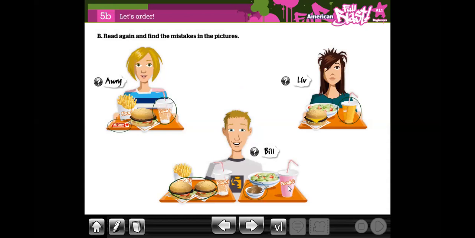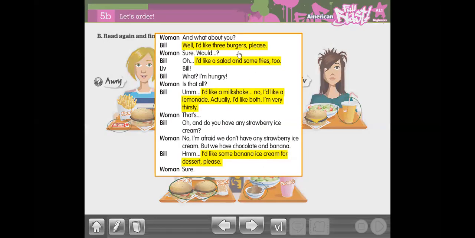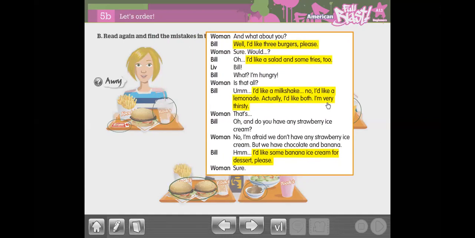No. Fue fresa, no chocolate. Yeah, amigos. Viva. Salad or fries? Milkshake is okay, but chocolate is incorrect. Because he wants chocolate, but in this case, no. But we have chocolate and banana. I like some banana ice cream for the recipe.